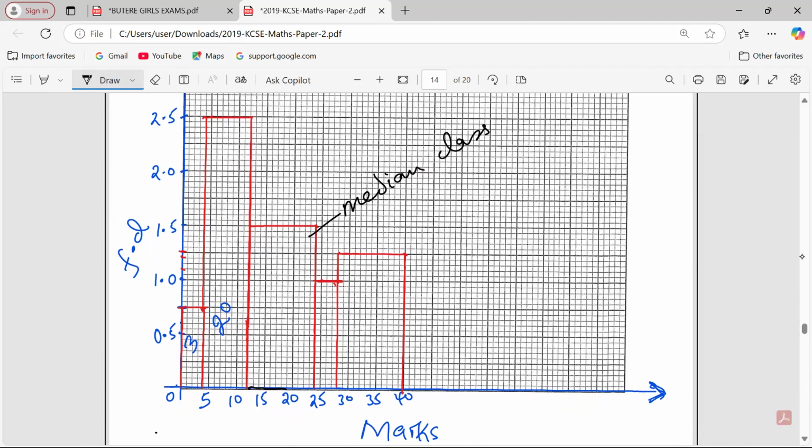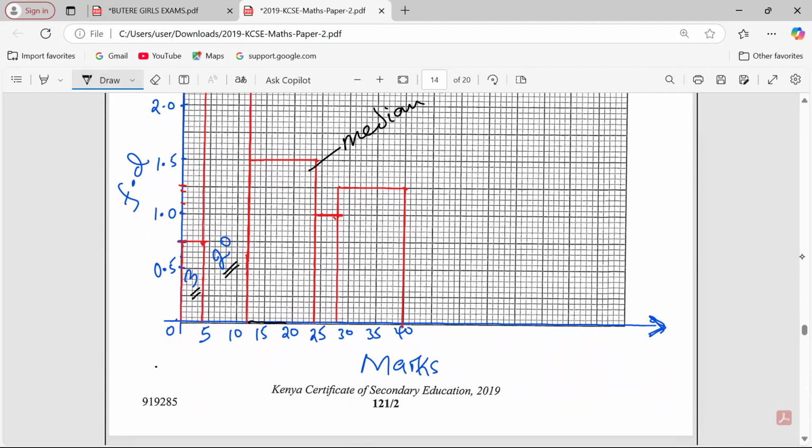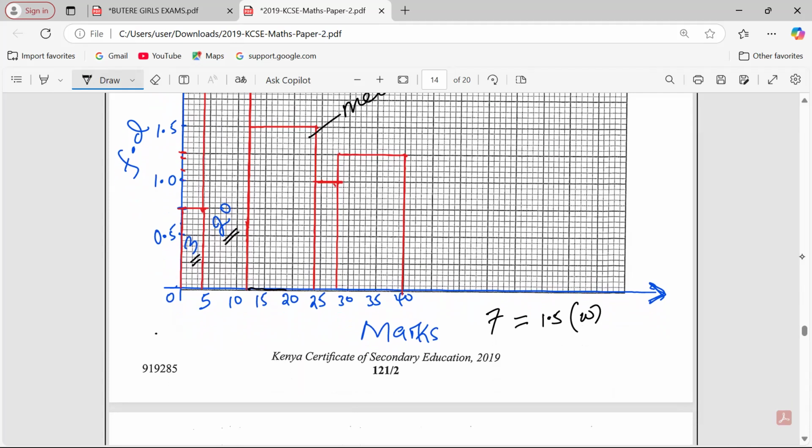So what mark will correspond to the 30th student? For us to know that, we have to know that we're already having 3, then 20, that is 23. So for us to get 30 students, we need 7 more. So 7 students is the frequency we need. So this needs the height, frequency density of 1.5 in this class, multiplied by a width here, which is not known. A class width that we don't know here.